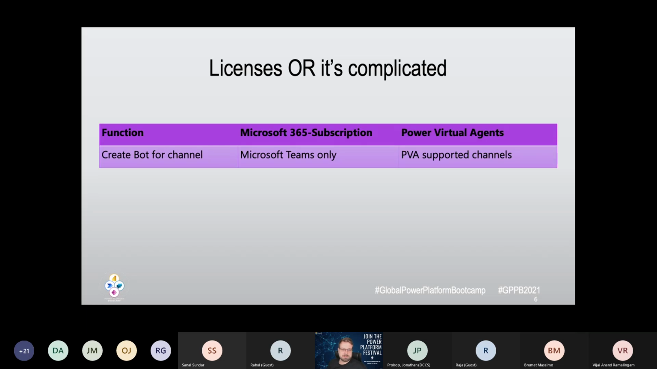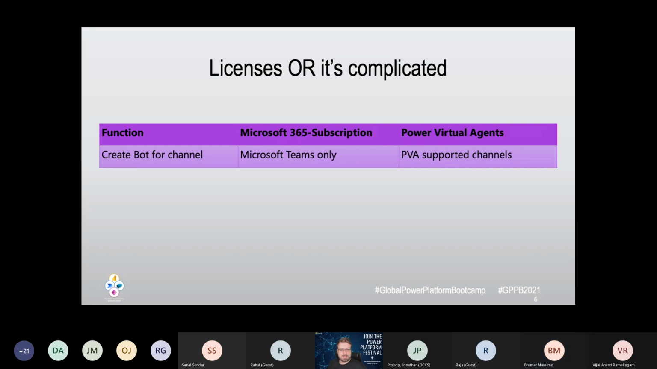So first of all, we do have the Microsoft 365 subscription and a traditional standalone PVA license. The first one is connected to your actual license like E3 or E5 if available. And the other one is a standalone license, which is used for the more complex scenarios.